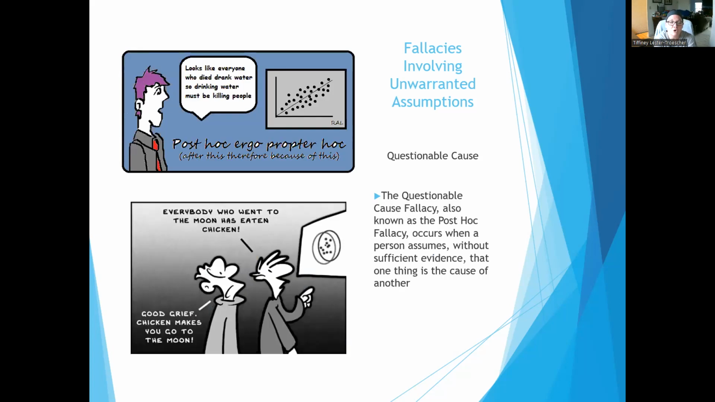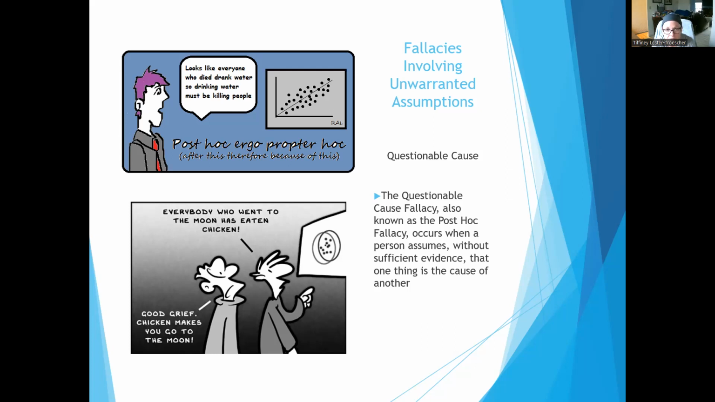We also have questionable cause. This is also sometimes known as post hoc, or post hoc ergo propter hoc. And it's basically when we assume that one thing is the cause of another. We haven't done enough research. We do not have sufficient evidence to prove that one thing actually causes another, but we go with it anyway. So we have our examples here. Looks like everyone who died drank water. So drinking water must be killing people.